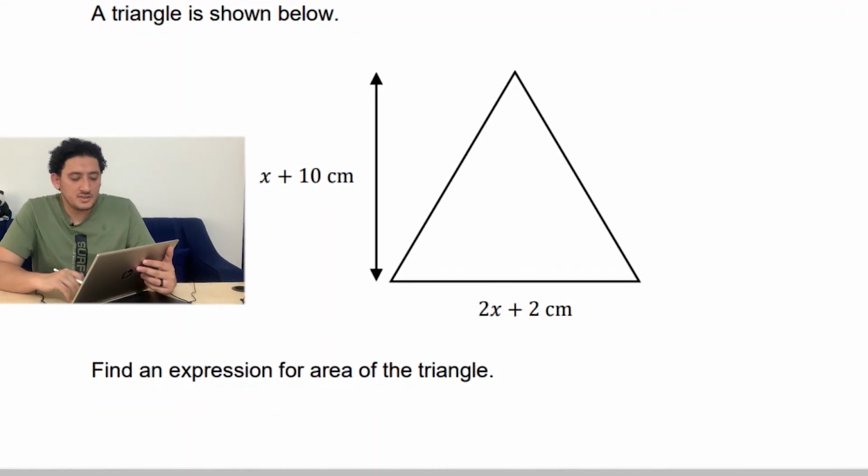The second application is for you. We have here a triangle, and you will find the base is 2x plus 2 centimeters, and the height of the triangle is x plus 10. We want to find an expression for the area of this shape. Try to find it. I know that you can do it.